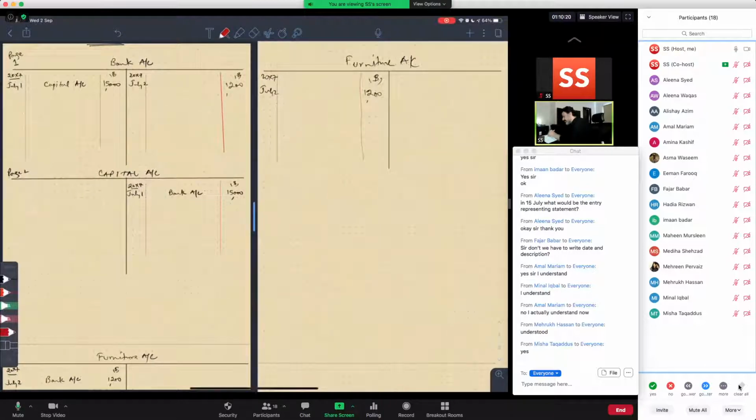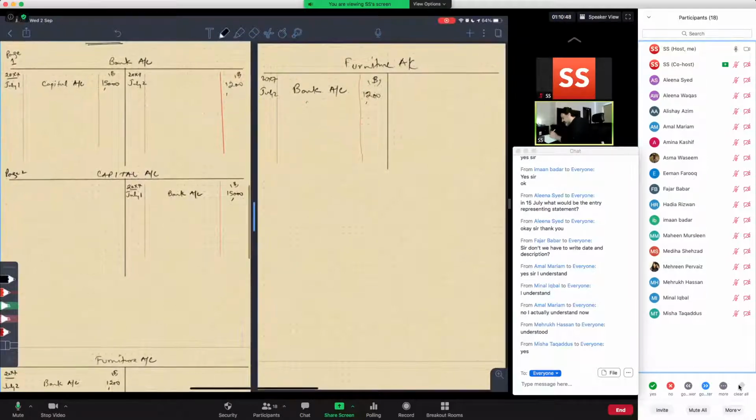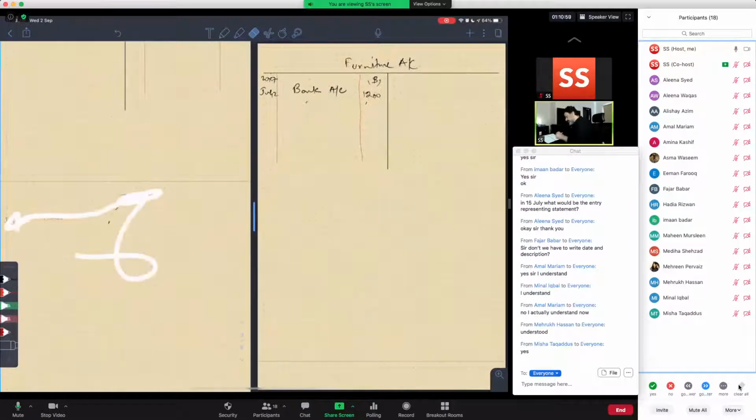So the last thing that you need to do is that you need to cross-refer these two entries. So in the furniture account you will place the cross reference to the bank account, because if the furniture account was being debited, then surely some other account was credited. And we know that the second account credited was the bank account here, right? So we will give the reference of bank account in the furniture account, and in the bank account we will give the reference of furniture account, right? So that's how it's going to be done. One entry here, let me just save it for here, okay?